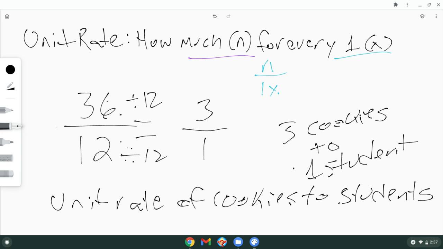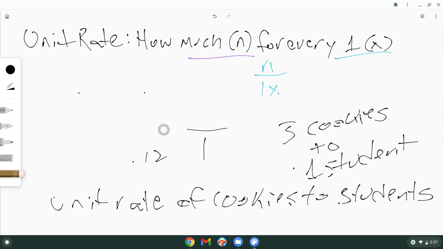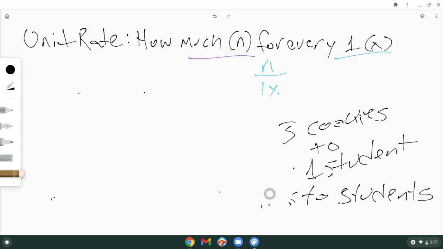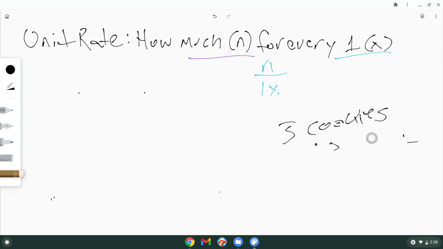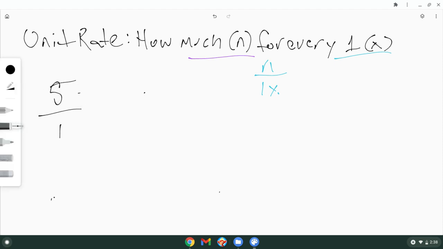And like I said, the unit rate, how we label it changes, but how we solve it doesn't. It's always going to be the same. I'm going back to my beginning here. If I have someone who runs 5 miles in 1 hour, well, if my unit rate is an hour, then it's 5 to 1.